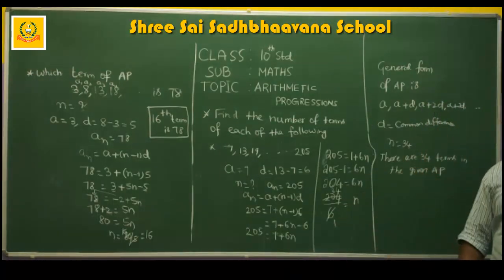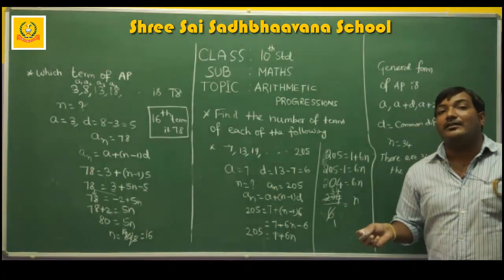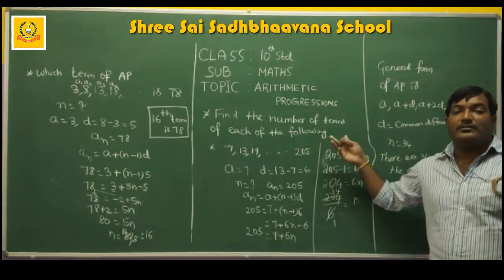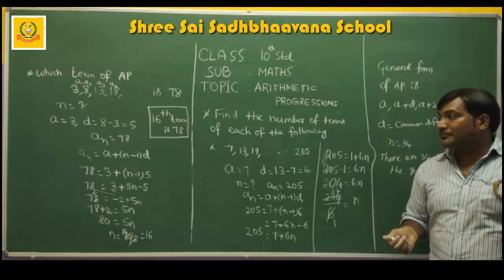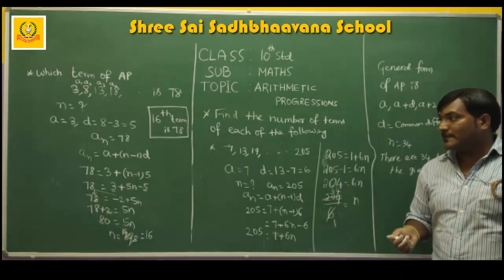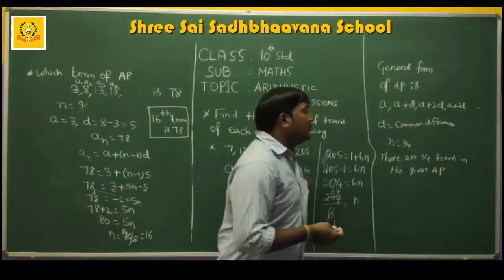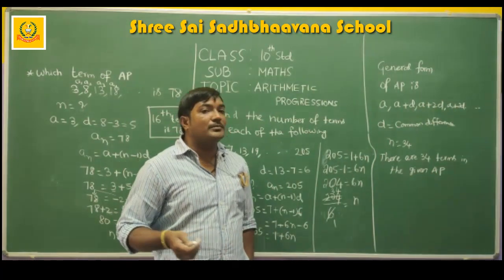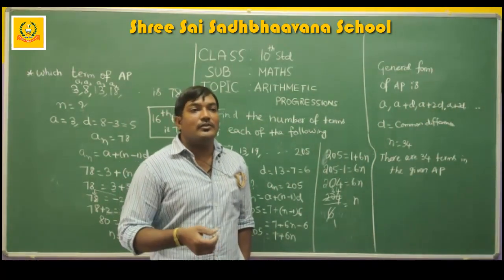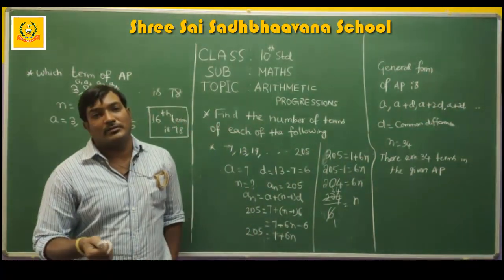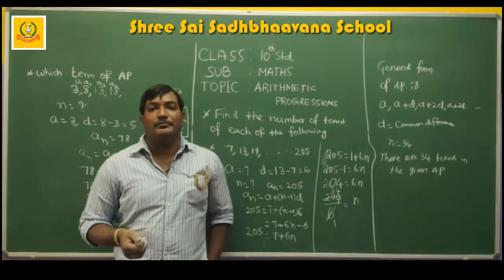So how many terms are there? Here we have 34 terms in this sequence. Okay, we have 34 terms in the given sequence of AP, arithmetic progression. I hope you understood this. And it is very important that finding the number of terms is also an important question. You may get it for 2 marks in your final exam.